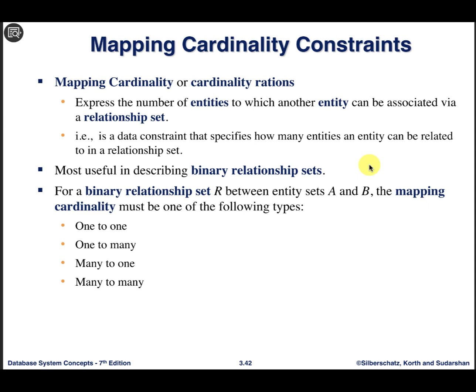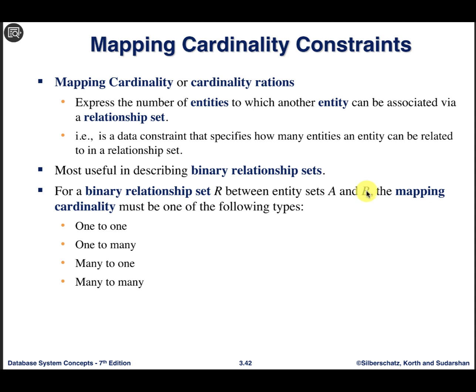So that's what we try to capture here. Again, it's the data constraints that specify how many entities an entity can be related to in the relationship set. Mainly, the most useful use is going to be describing the binary relationship sets. If we didn't do this one, that means it's going to be left open here, yeah?